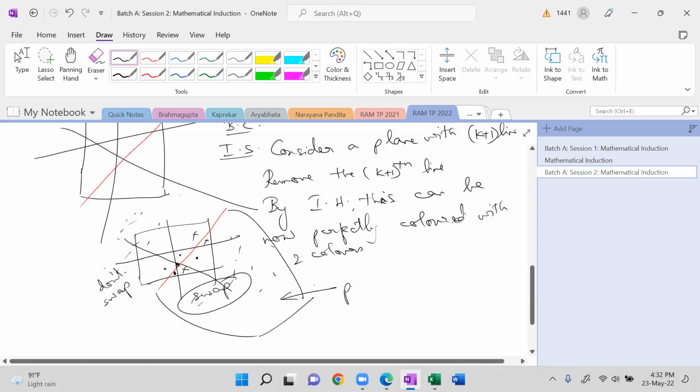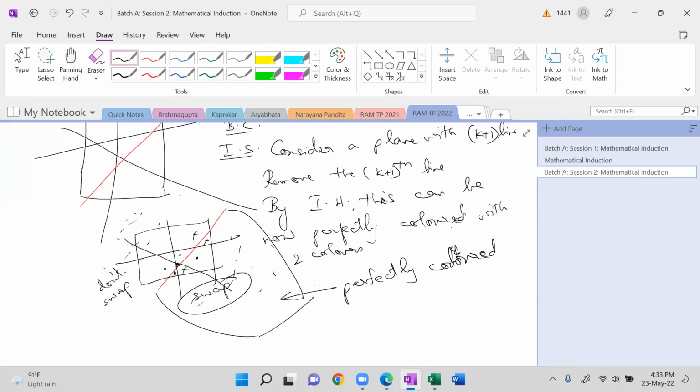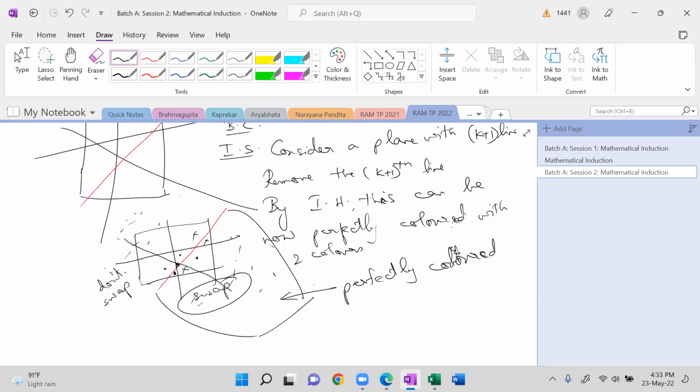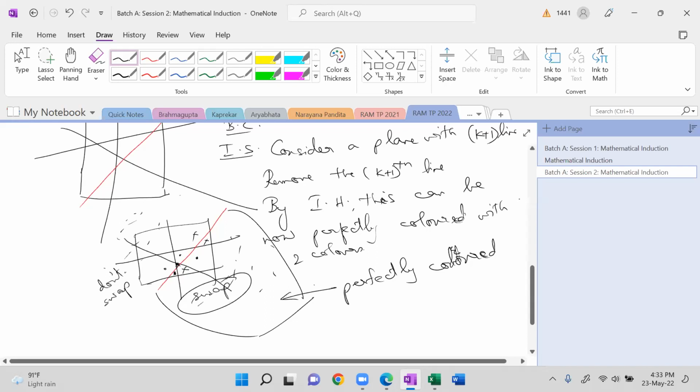If this can be perfectly colored, will swapping change the perfect coloring, or can it still be perfectly colored? It's something like if you take a chessboard and if you color all the black cells white and white cells black, will it still look like a chessboard? It is still colored perfectly with two colors, right? So what we are saying is, by swapping, the perfect coloring does not change.